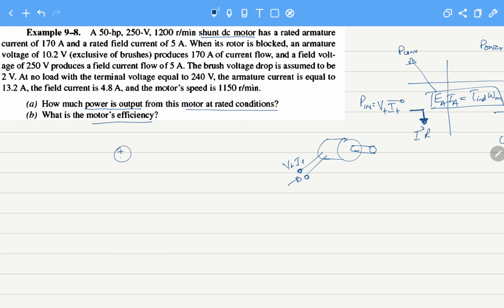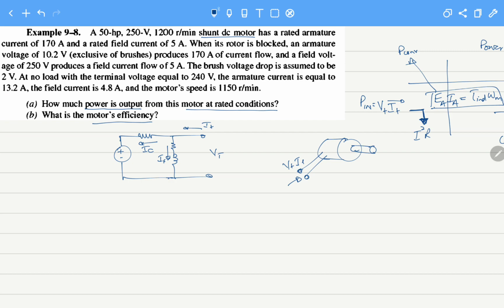Now for the shunt DC motor, this is V terminal and this is I terminal. This is IF and this is IA. So if we are able to calculate armature losses, we can calculate how much power is being lost. We can calculate the first kind of losses, that is the copper losses inside the machine.